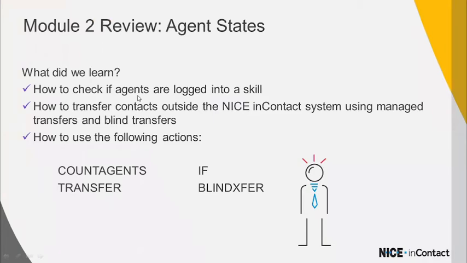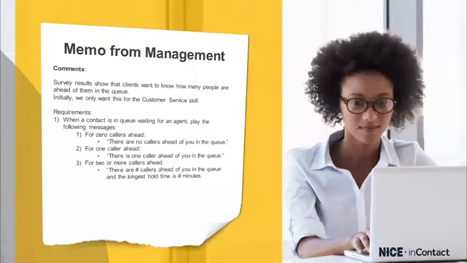So this is what we have. It is telling us how we are going to use the count agent transfer and if blind transfer, so that we have already discussed. It's the same example which we have discussed in this one, like zero caller ahead, one caller ahead and two callers ahead.